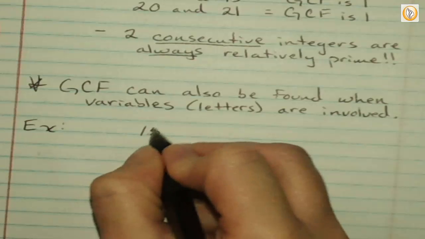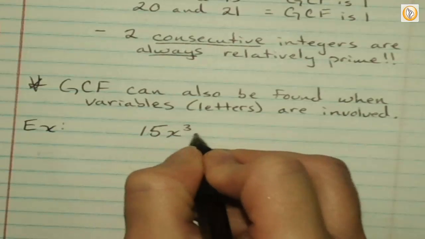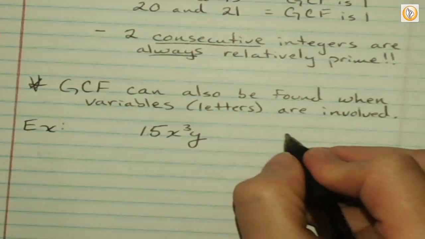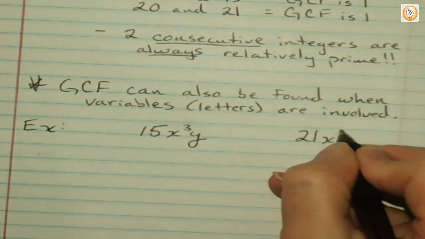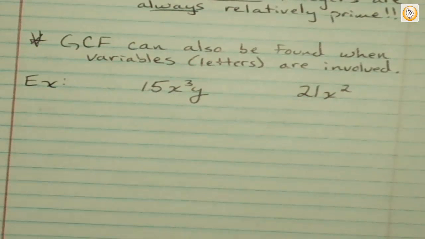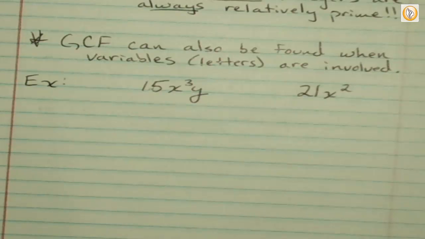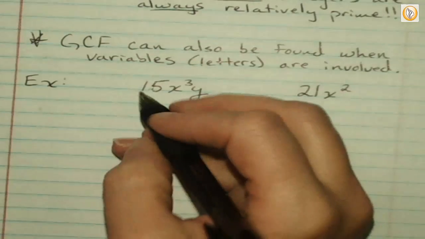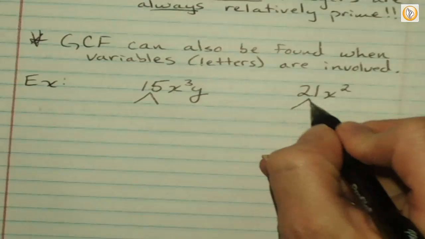Example, let's say 15x cubed y and 21x squared. We're going to find the greatest common factor of those two. Don't freak out because there's letters. It looks scary, but wait until you see this. Now I need y'all to pay attention. Don't just write notes and not look or listen to what I'm talking about. When you're doing this, you're going to do the factor tree of just the numbers.